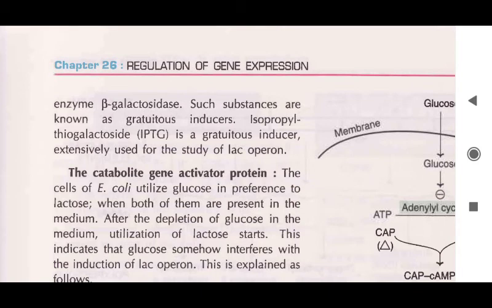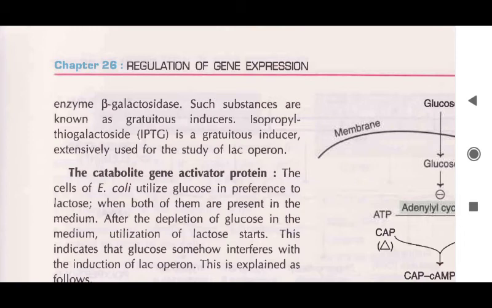The gratuitous inducers are structural analogs of lactose, but they are not the substrates of beta galactosidase, right? So they will not be broken down, and thus the lactose operon will permanently turn on. So such types of substrates are called gratuitous inducers.